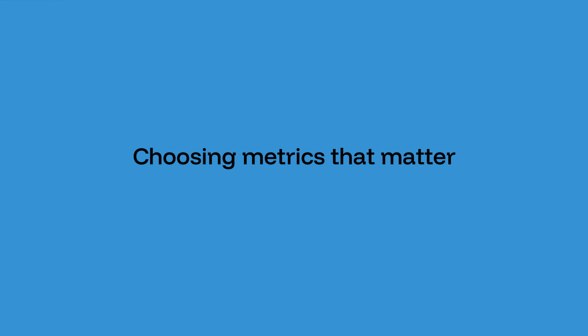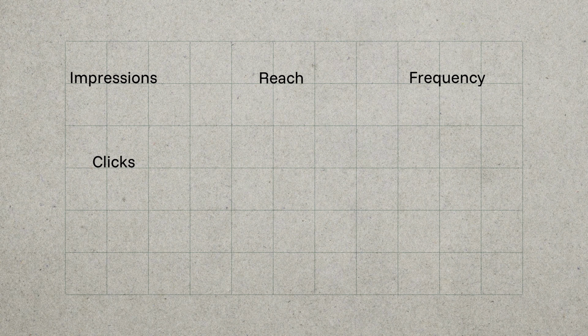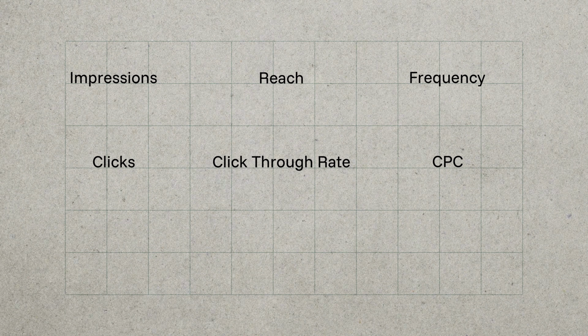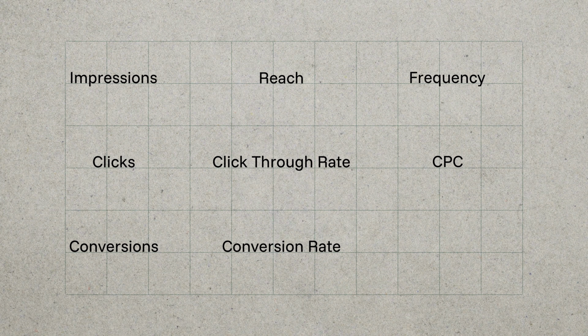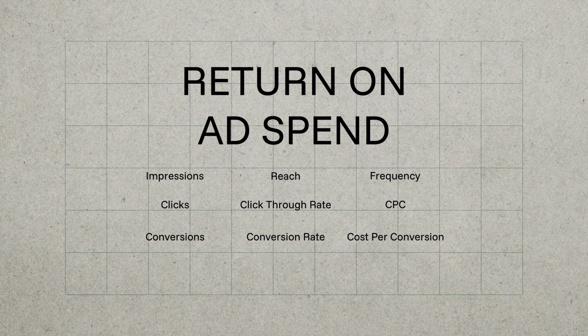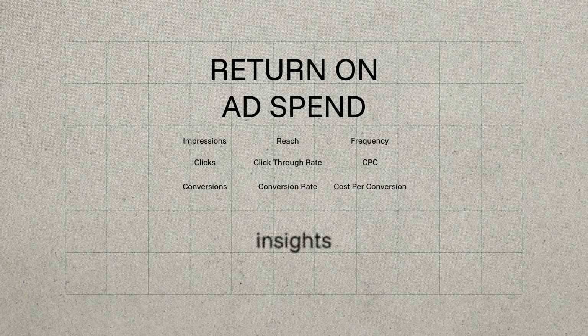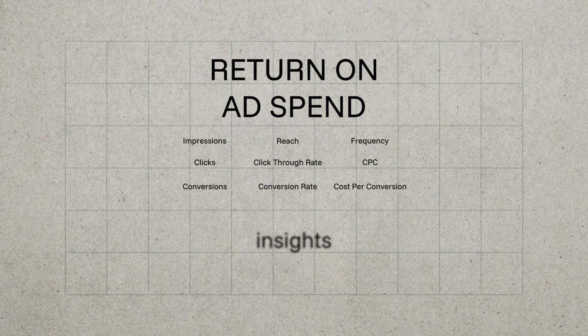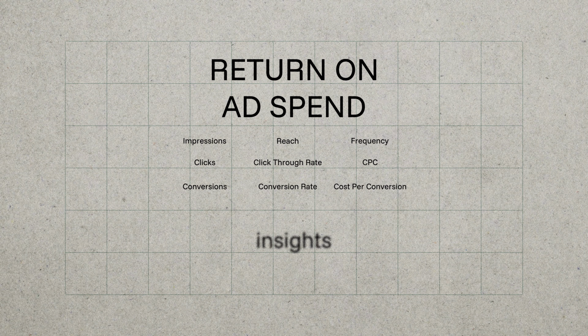Choosing metrics that matter. Here's the trap most marketers fall into. They have access to hundreds of metrics, so they report on hundreds of metrics. Impressions, reach, frequency, clicks, click-through rate, cost per click, conversions, conversion rate, cost per conversion, return on ad spend. The report becomes a data dump. Important insights get buried in noise. Focus on metrics that drive decisions, not metrics that are available.